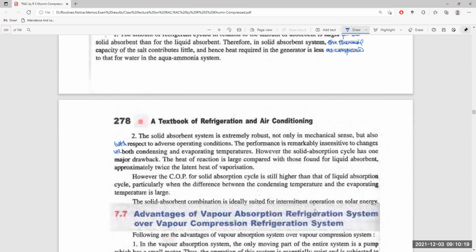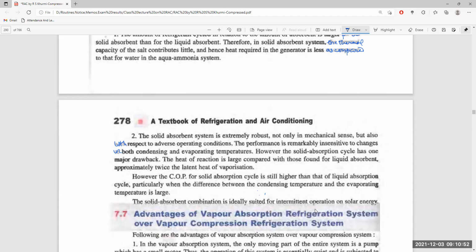However, the COP of this system is still much higher than that of the liquid absorbent cycle, because it is insensitive to the higher temperature selected and the lower temperature selected. So as per your selection, you can have this COP, especially when the difference between condensing and high temperature is considerably high. That is better suited. It is also suitable for intermittent, time-to-time operation on solar energy.